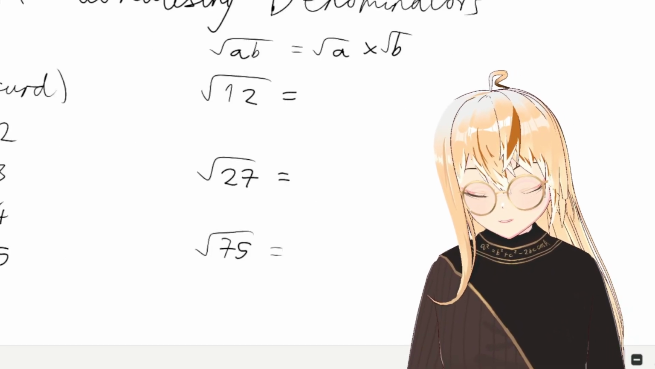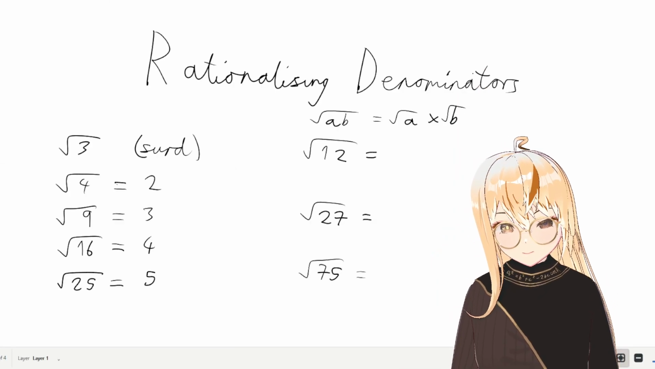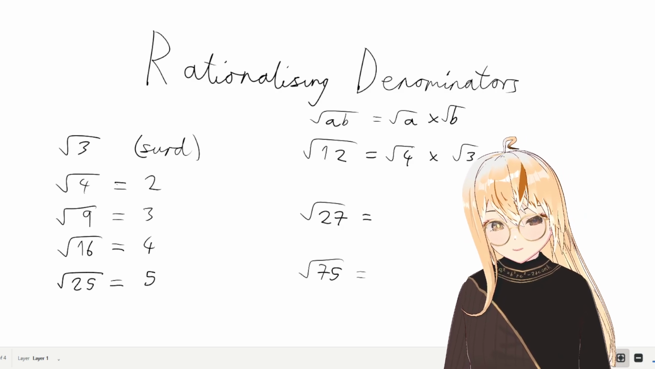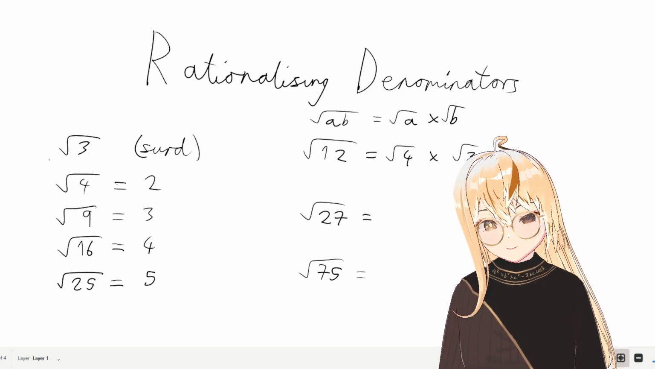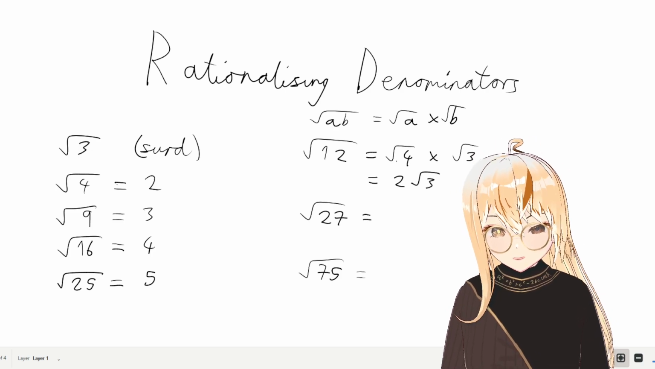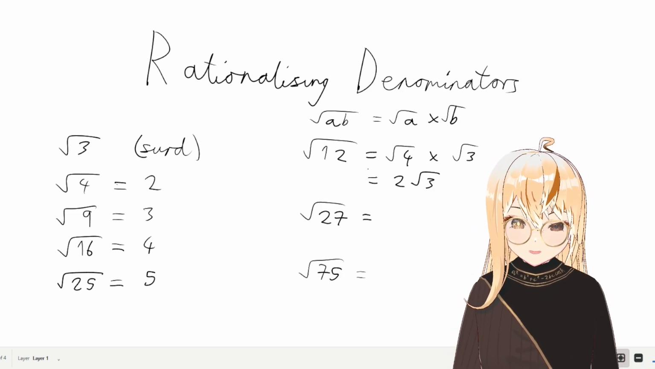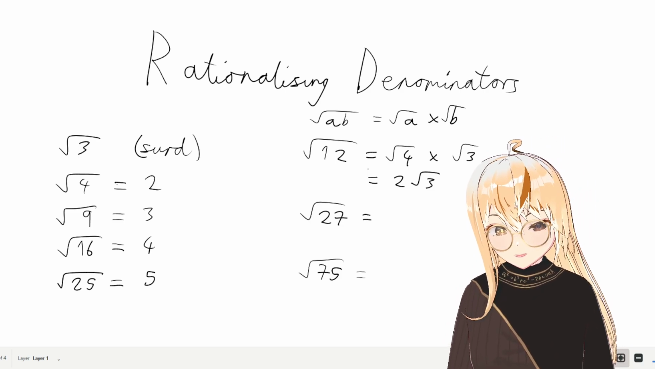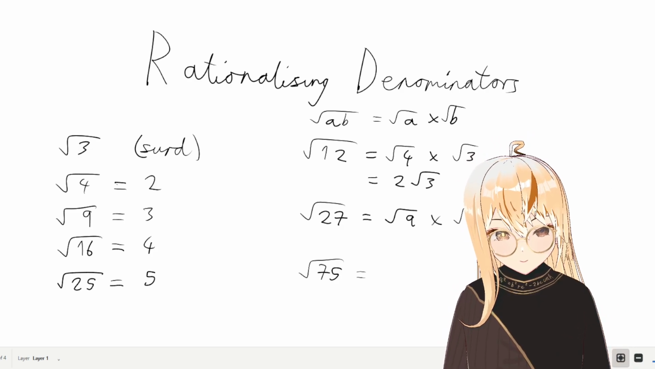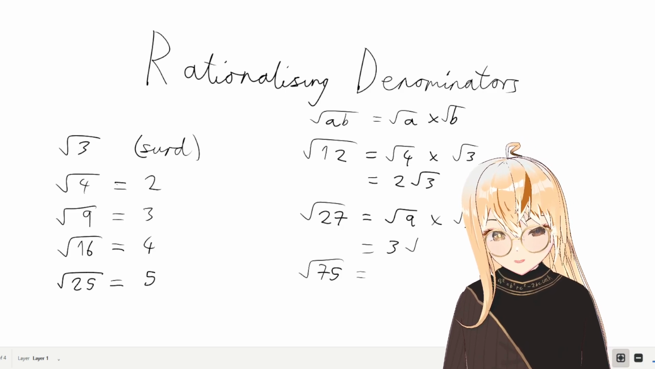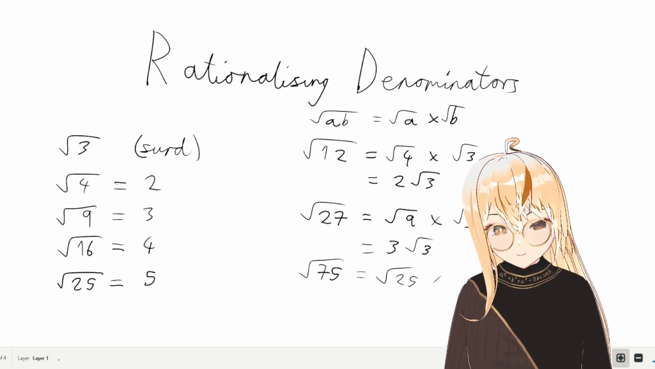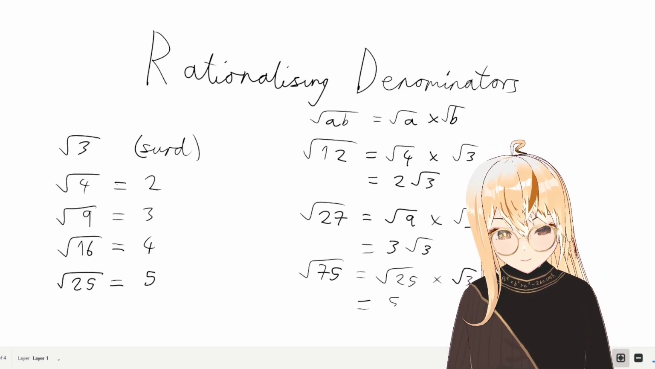Alright, so you may not know what to do with this information, but what you can do is make it root 4 times root 3. Now you'll see that on the left side root 4 is equal to 2, so you can just say that is equal to 2 root 3. A similar thing with root 27, we can just see that a factor of 27 is 9, and 9 times 3 equals 27. So root 9 times root 3, then we can make it 3 root 3. And then the same old root 25 times root 3 is equal to 5 root 3.